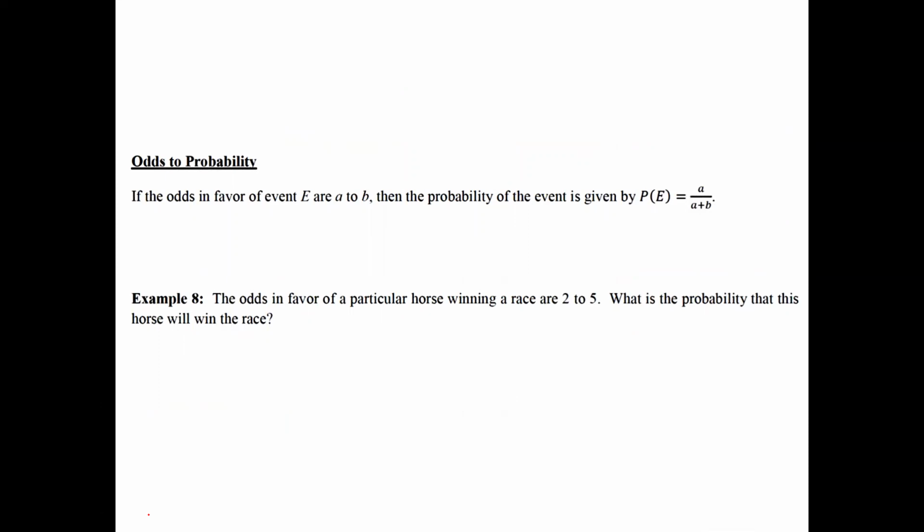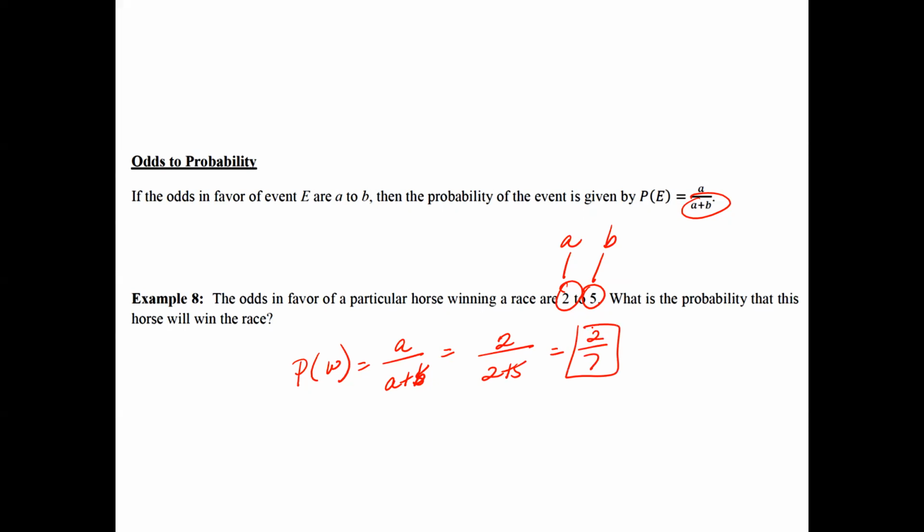It says that if the odds in favor of the event E are A to B, then the probability of the event is given by A divided by A plus B. Example A says the odds in favor of a particular horse winning a race are 2 to 5. What is the probability that this horse will win the race? Since it's 2 to 5, 2 is your A, 5 is your B. So the probability that your horse will win is A divided by A plus B, which is 2 divided by 2 plus 5, which is 2 over 7.